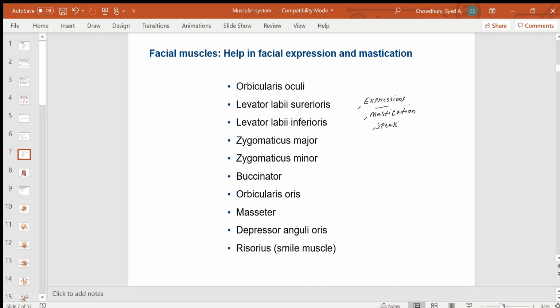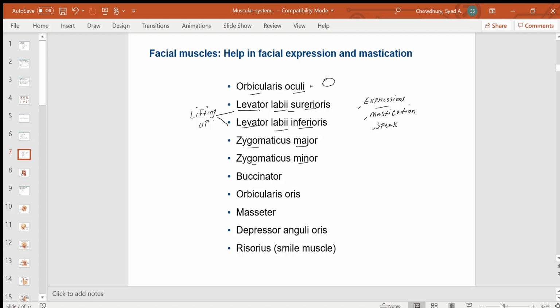Now, important facial muscles are orbicularis oculi, a round muscle around the eye. Oculi means eye, orbicularis is round. Levator labii superioris, levator labii inferioris. Levator indicates lifting up. So when you hear levator, just think elevator, lifting upwards. Labii means lip, superioris means above, inferioris means below. So if you think a little bit, you can understand the function and where these muscles are located. Zygomaticus major, zygomaticus minor, both are attached to the cheekbone, the zygomatic bone. The bigger one is major, the smaller one is minor. Make sense?